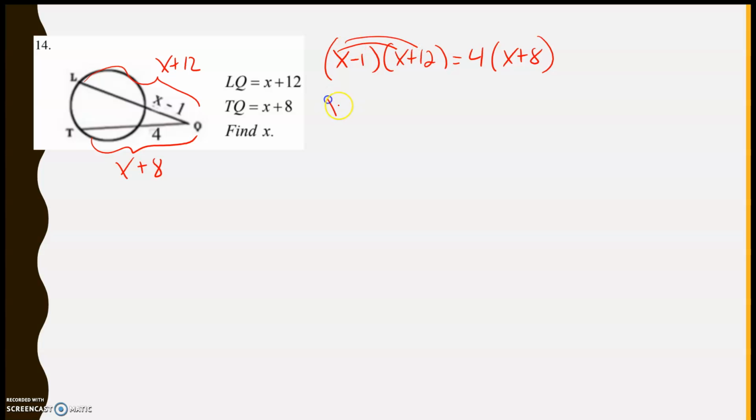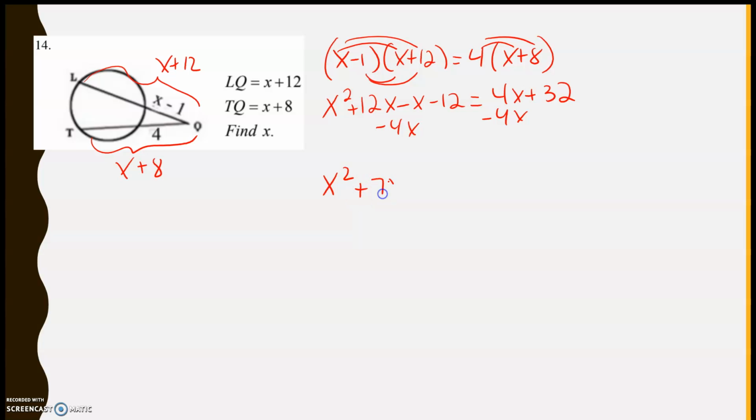Distributing, I'm going to get x squared plus 12x minus x minus 12 is equal to 4x plus 32. I'm going to subtract 4x from both sides here. So I'm going to get x squared, 12x minus x is 11x, minus 4x is going to be positive 7x. And I'm going to subtract 32 from both sides. Negative 12 and negative 32 is negative 44, and all this equals 0.